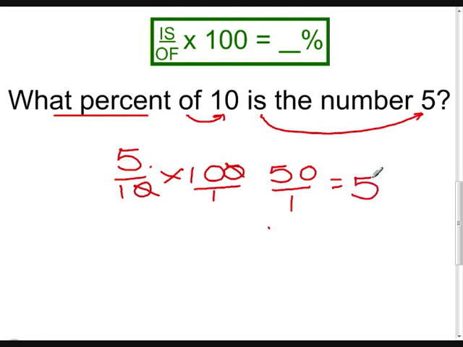So to answer this question, and we were able to estimate this before we started, what percent of 10 is the number 5? 5 is 50% of 10. And so that concludes our section about how to find a percentage of a quantity. I hope you'll enjoy doing your exercises, and I'll see you back again in the next video.